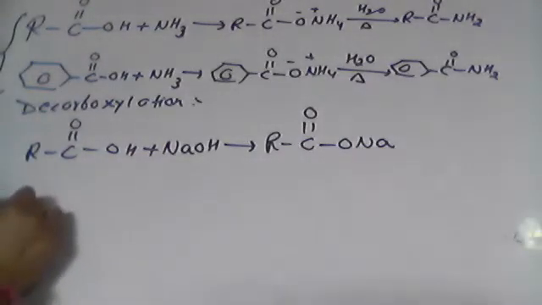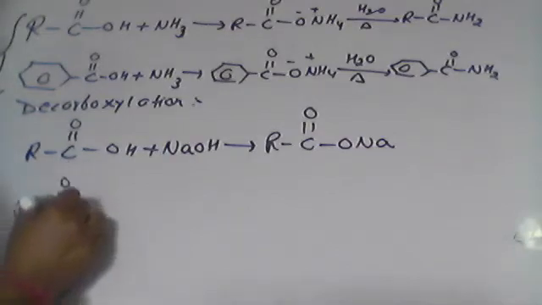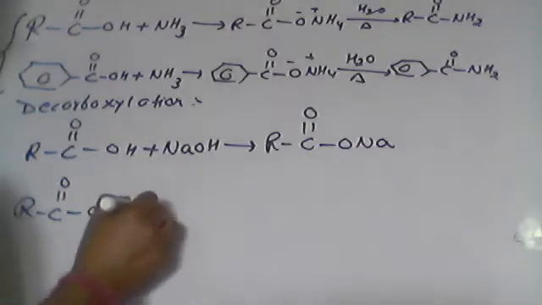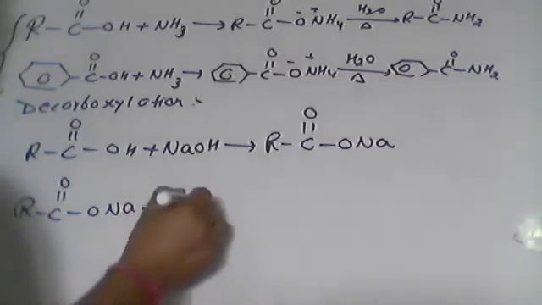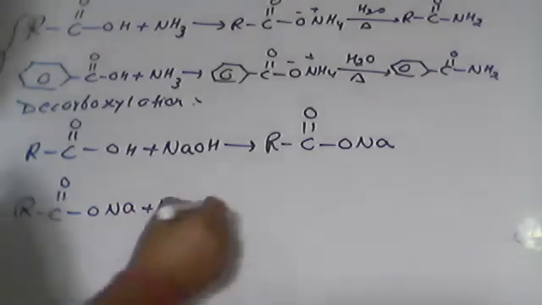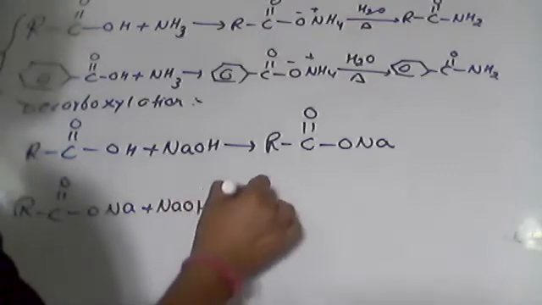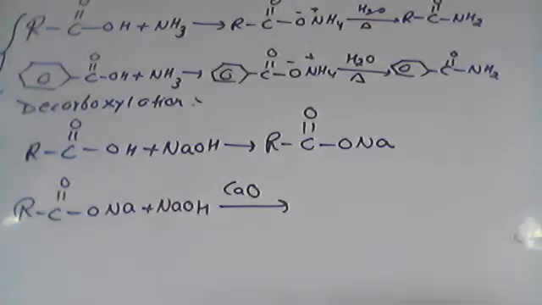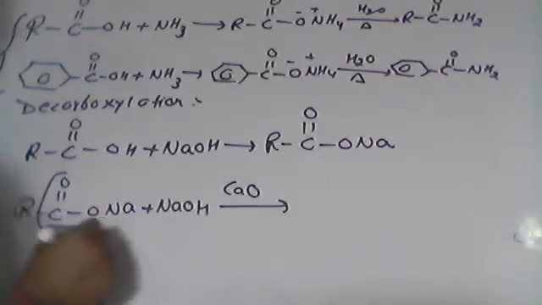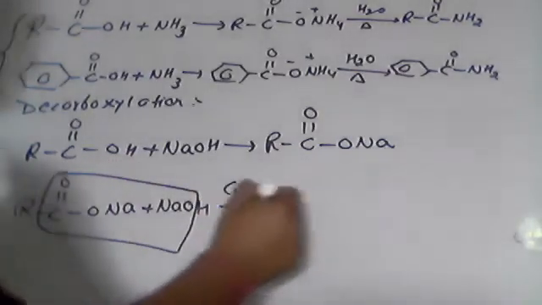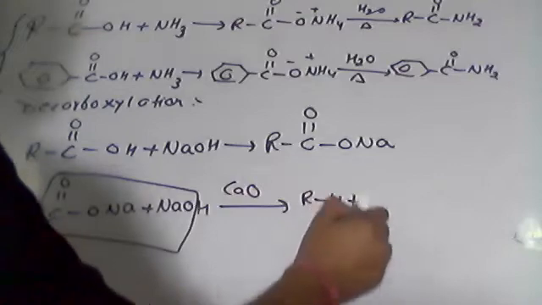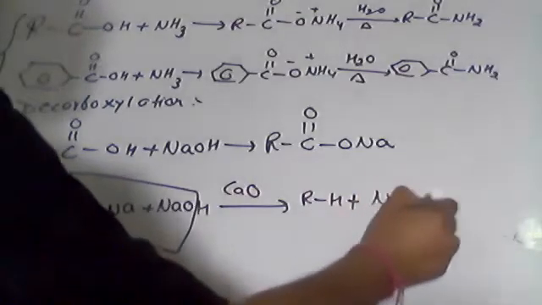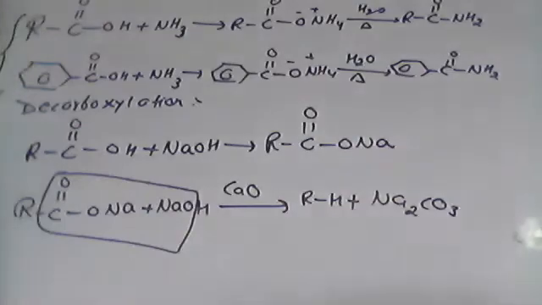Then this sodium salt, RC double bond O, ONa, we are going to treat with soda lime, that is NaOH, sodium hydroxide, and calcium oxide, CaO. This calcium oxide is going to act as your dehydrating agent, already told. From here, Na2CO3 will move out. We will get RH plus Na2CO3. Hydrocarbon will be formed as the product. That is your decarboxylation. I hope you are getting this one.